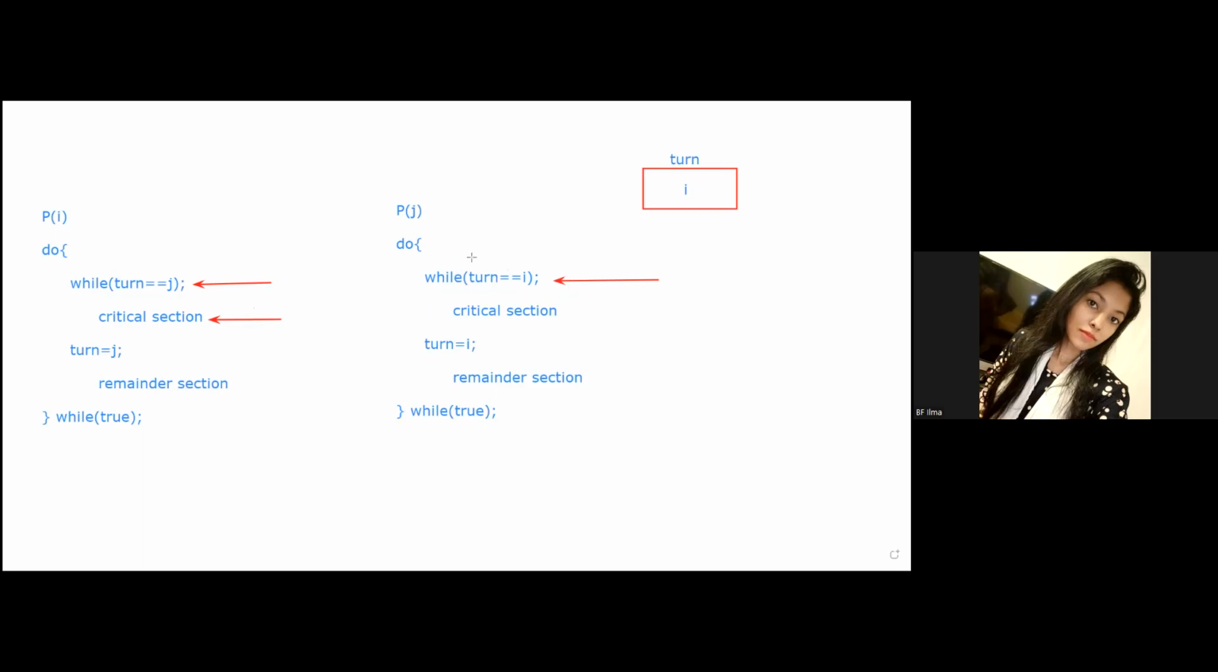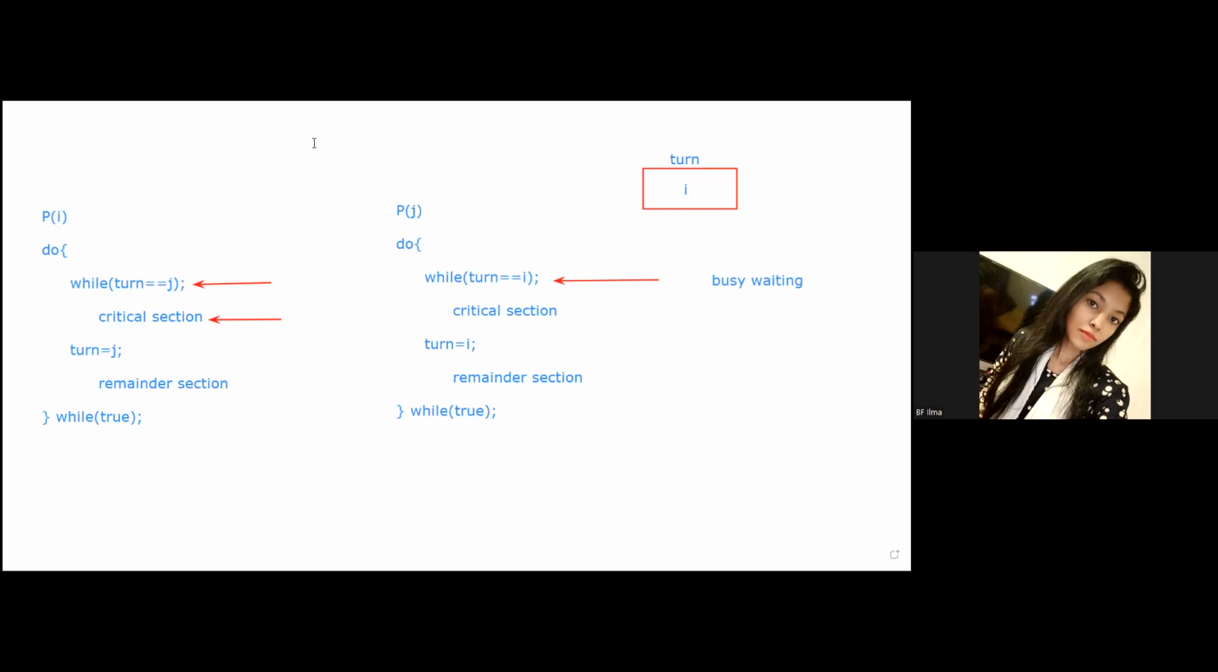What will happen at this point? Turn is equal to i, therefore this while loop will run forever. So it cannot go beyond this. It will get stuck here. When a process keeps waiting at this point, it is called busy waiting. So at this point, pj is actually busy waiting, and it cannot go beyond that point.